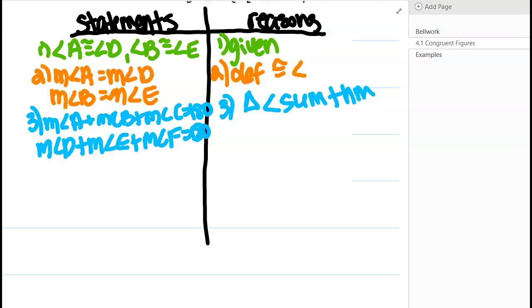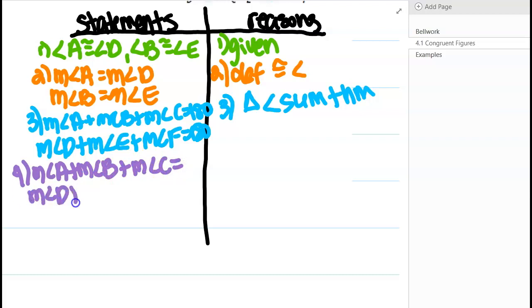Okay, now remember what we said. Once I have A plus B plus C equals 180 and D plus E plus F equals 180, I can set them equal to each other. So we're going to say the measure of angle A plus the measure of angle B plus the measure of angle C equals the measure of angle D plus the measure of angle E plus the measure of angle F. Why am I able to swap those out and do that? Substitution. Yep. I'm substituting something that's equal to something else into a different spot.